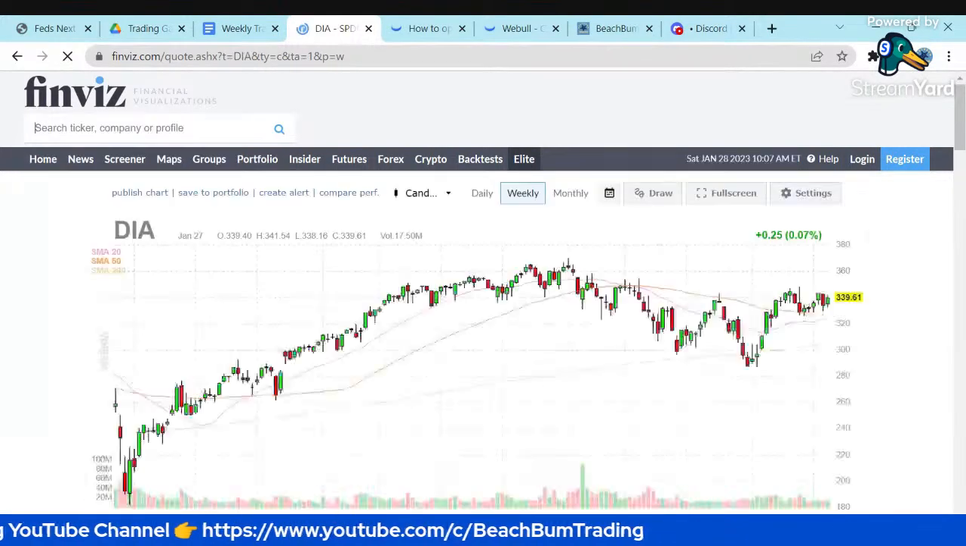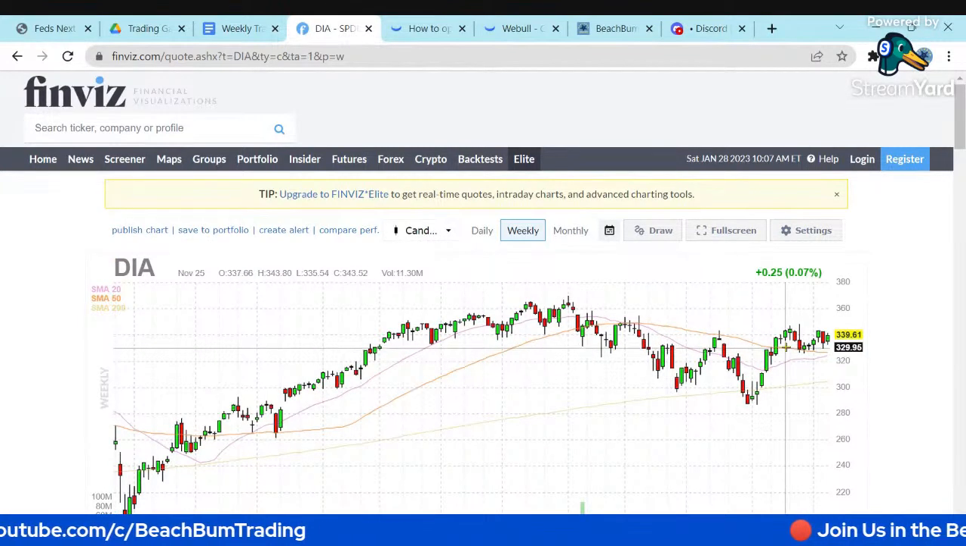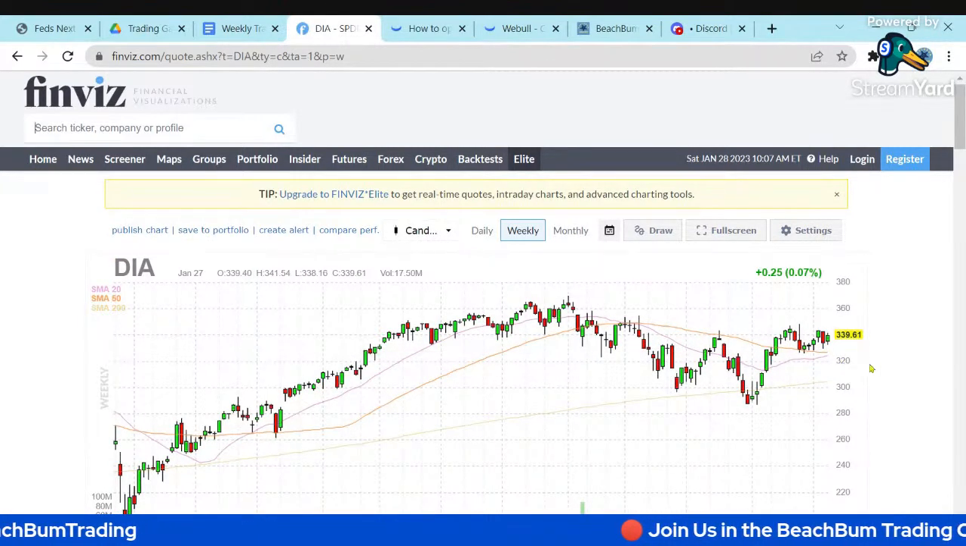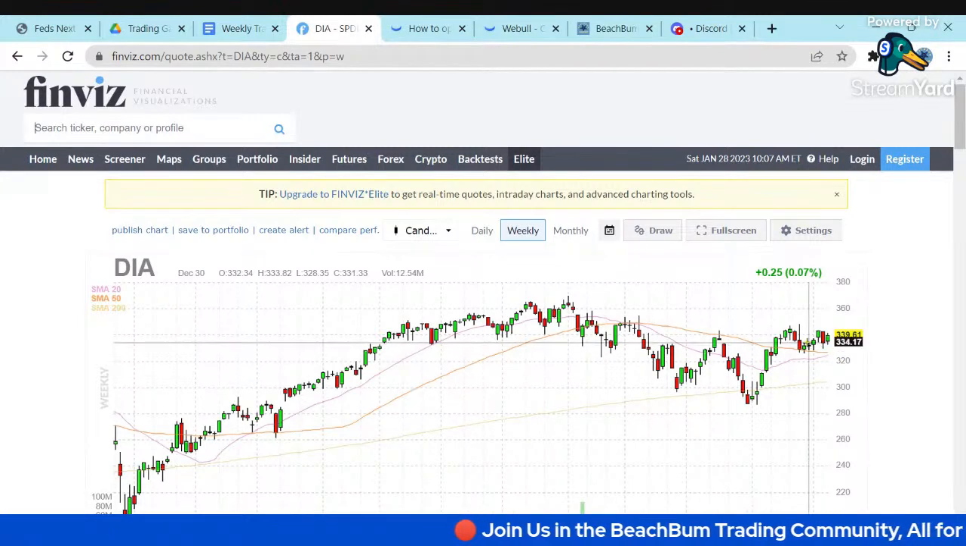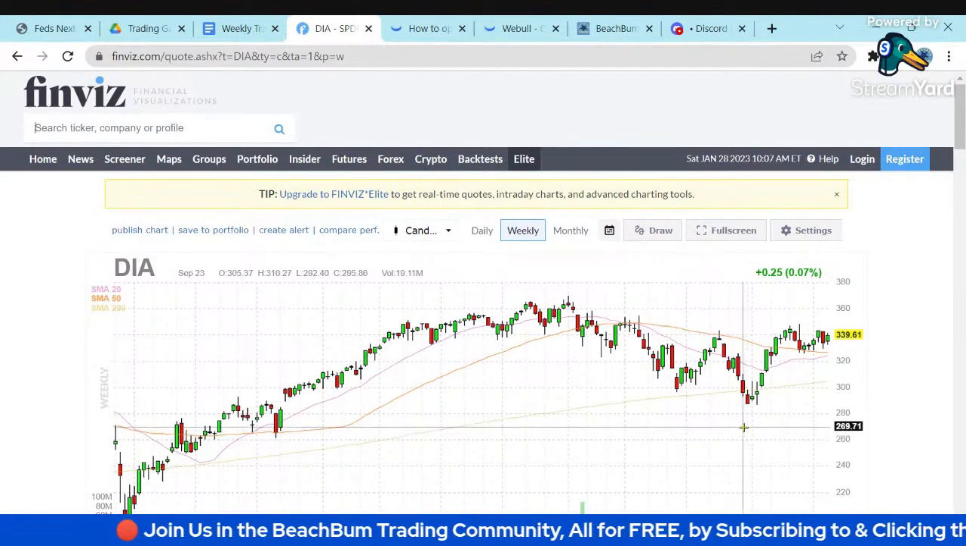So the Dow had been outperforming. It's still holding up over this 50-week moving average. Looks like it's consolidating. So again, we'll have to see if it can make a new swing back up.